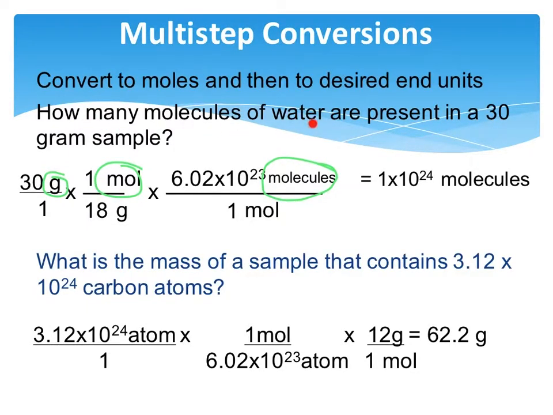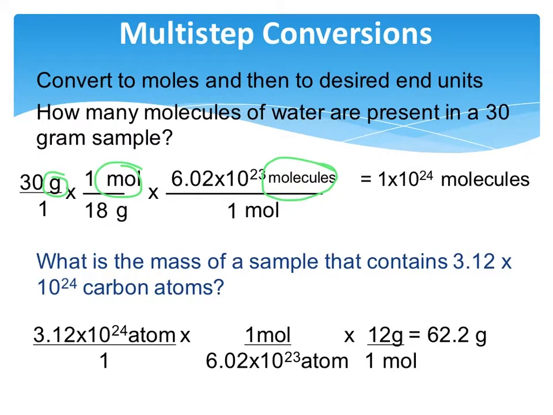How many molecules of water are present in a 30-gram sample? So I'm starting out with 30 grams of the sample, and I want to know how many molecules. So my unit pathway is, follow the bouncing ball basically. I'm going from grams, I need to go into moles, and then I finally go to molecules. So I'm starting with grams, I convert to moles, then I convert back out to molecules.